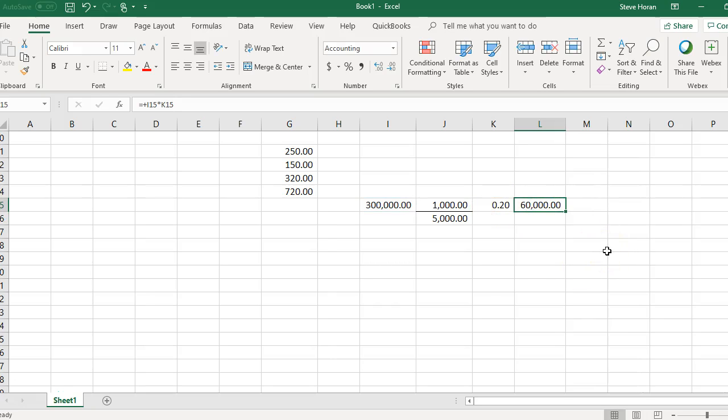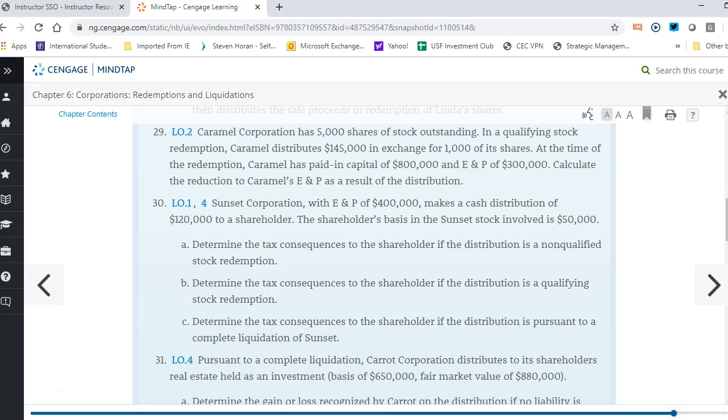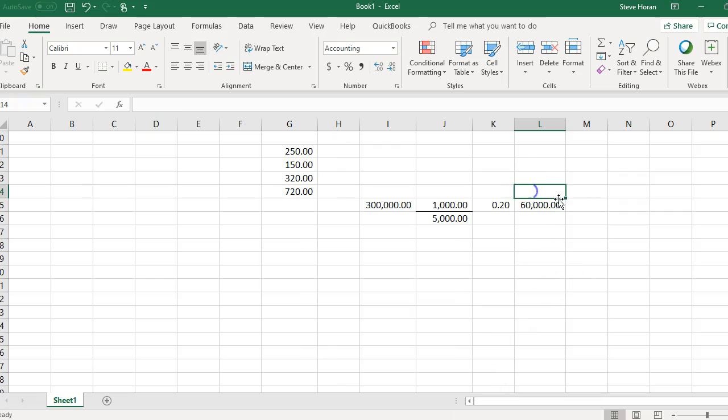So that's one answer. And remember the other number they mentioned to us, the paid-in capital of 800,000. We didn't need that number. That's just a number they gave us to kind of throw us off the track. They distributed $145,000, so cash was paid of $145,000.